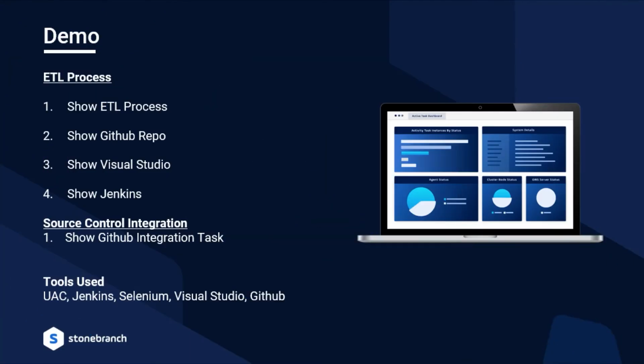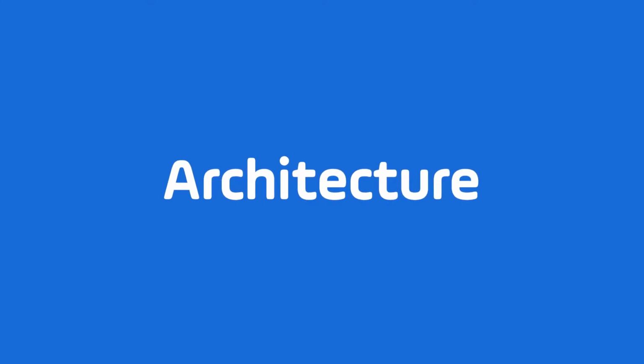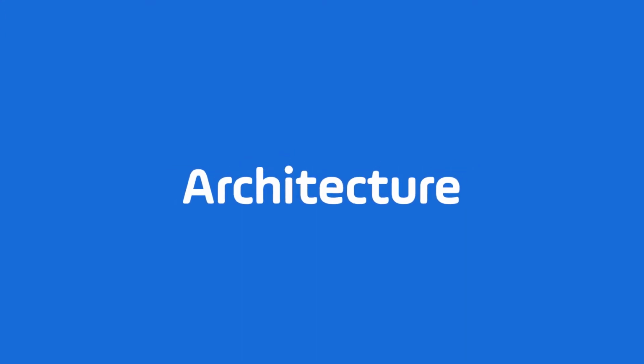Basically, I'll show you our ETL process, show you the GitHub repo, show you the Visual Studio integration, and the Jenkins pipeline. And then for the source control integration, obviously it's a little bit simpler. So I'll just show you the GitHub integration task and how you would configure it for your environment. Let's take a look at some architecture around this and how we built this.